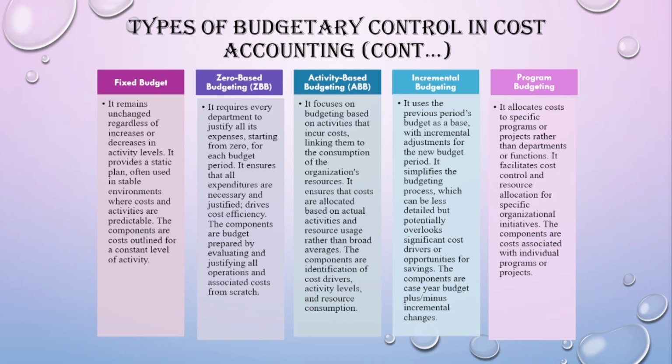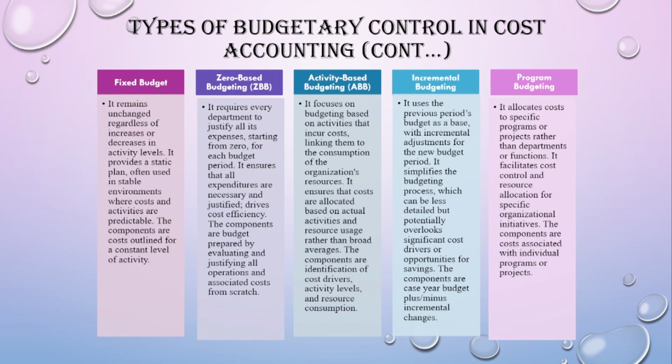Zero-based budgeting requires every department to justify all its expenses starting from zero for each budget period. It ensures that all expenditures are necessary and justified, and drives cost efficiency. The component is a budget prepared by evaluating and justifying all operations and associated costs from scratch.